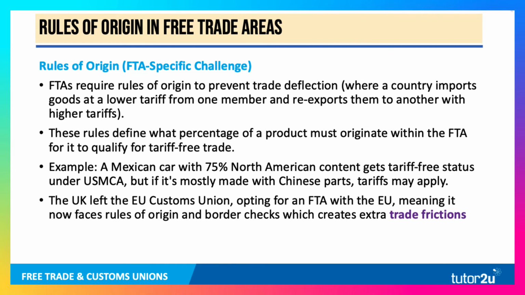Now, the UK has left the customs union under Brexit, and they've opted for a free trade agreement with the EU. What that does mean is it now faces rules of origin and border checks, which create extra trade frictions. And the evidence so far is that lots of smaller businesses in particular, especially those exporting goods like beef or candles, for example, have seen those trade frictions reduce the value of exports from the UK to the European Union because those non-tariff barriers are really quite significant.